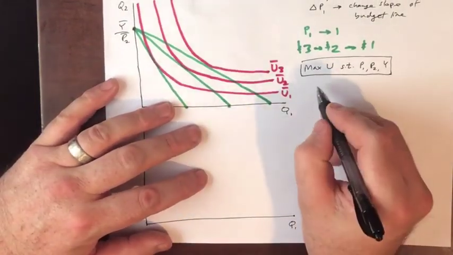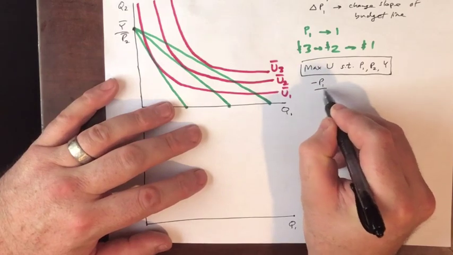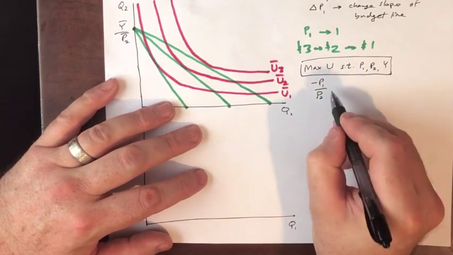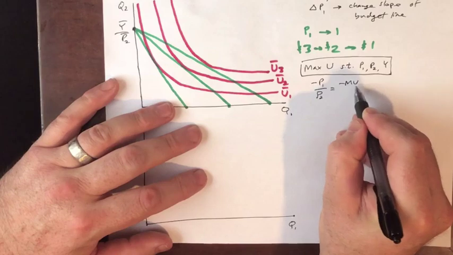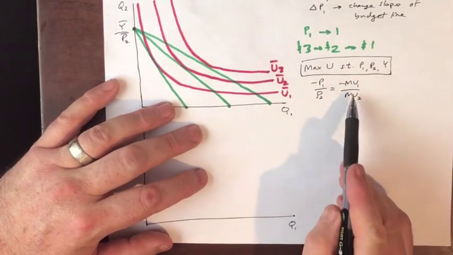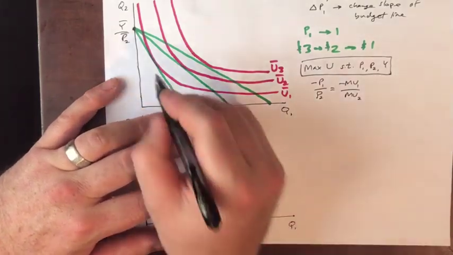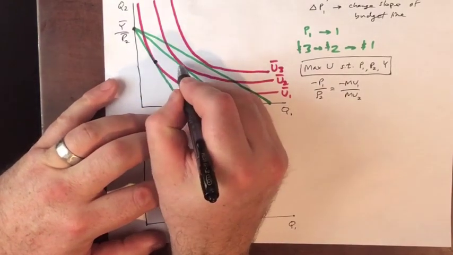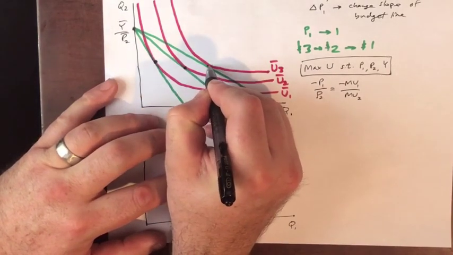They're choosing based on this. Okay, where is the slope of the budget line, negative P1 over P2, equal to the marginal rate of substitution? Okay, negative MU1 over MU2. Now that might be a different point. If we change the price, we're going to get a different point.